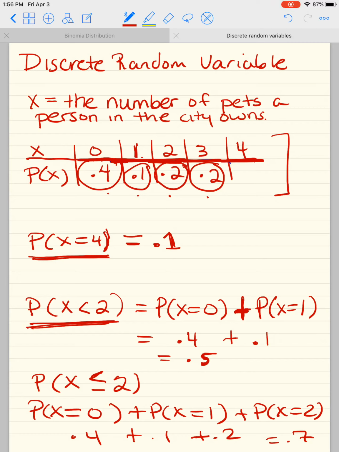Here's a really interesting question. How many pets does the person own on average? Well, before I take a look at that question, let us take a look at another example.